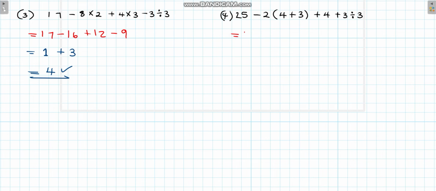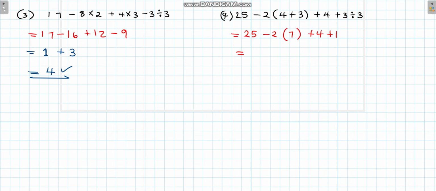So now let's check. We'll write our 25 the way it is. Our negative 2 the way it is. Please don't say 25 minus 3. Then what is 4 plus 3? 4 plus 3 is 7. And then we'll say plus 4. We cannot add 4 and 3. It's incorrect because that 3 must be divided by 3 first. So what is 3 divided by 3? A positive divided by positive, so we'll get positive 1.